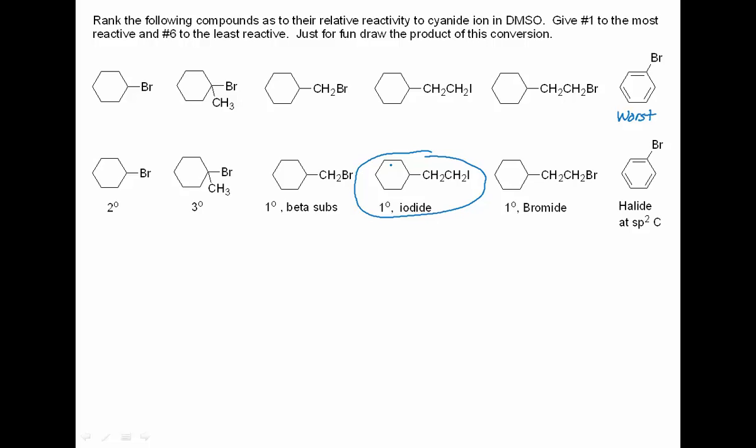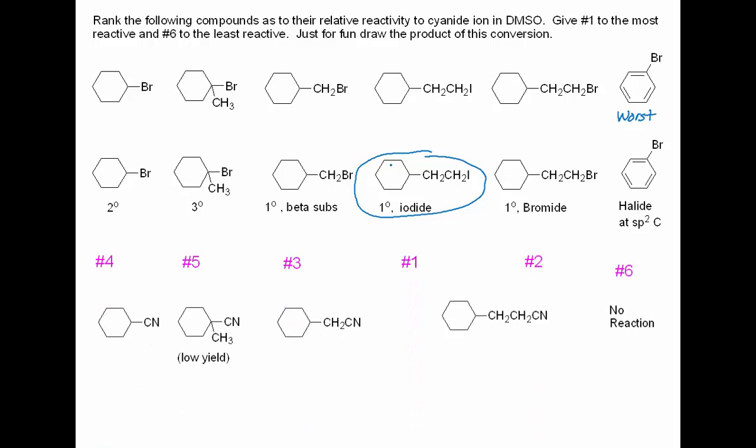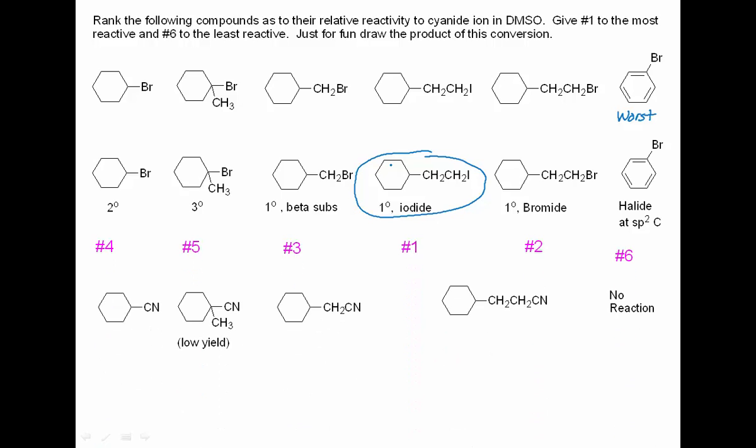Okay, the next most reactive one is the one immediately to its right, followed by the other primary one that has beta substitution, followed by the secondary, followed by the tertiary, followed by the aryl, or the compound that has bromine at sp2 carbon. Okay? All right, so this is our trends.